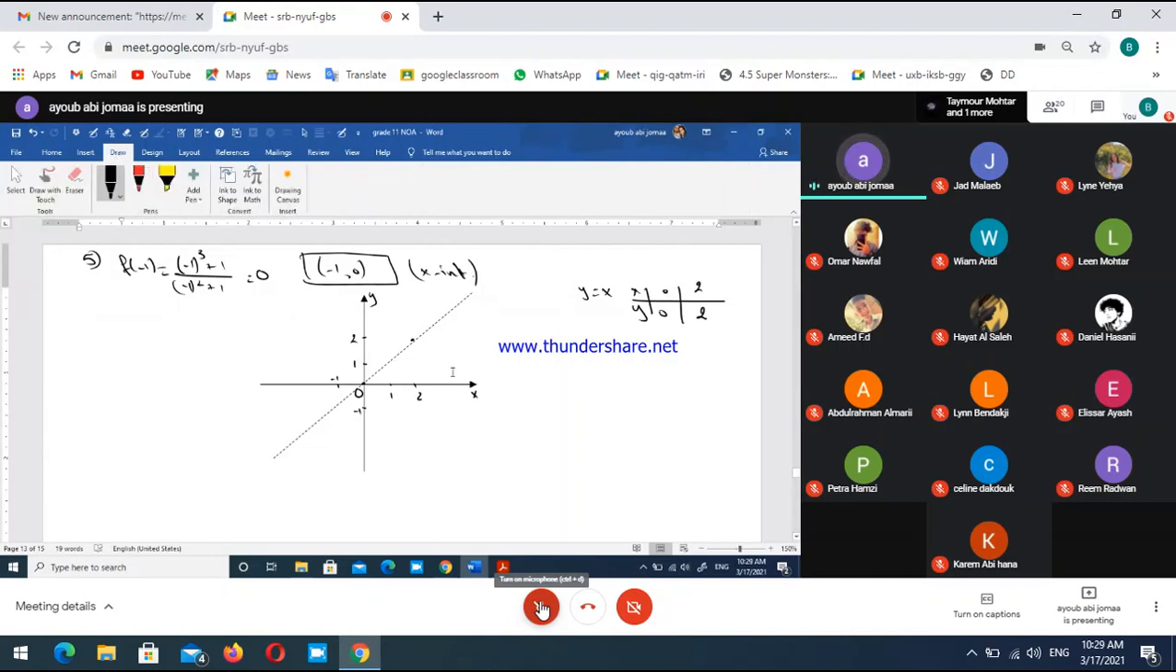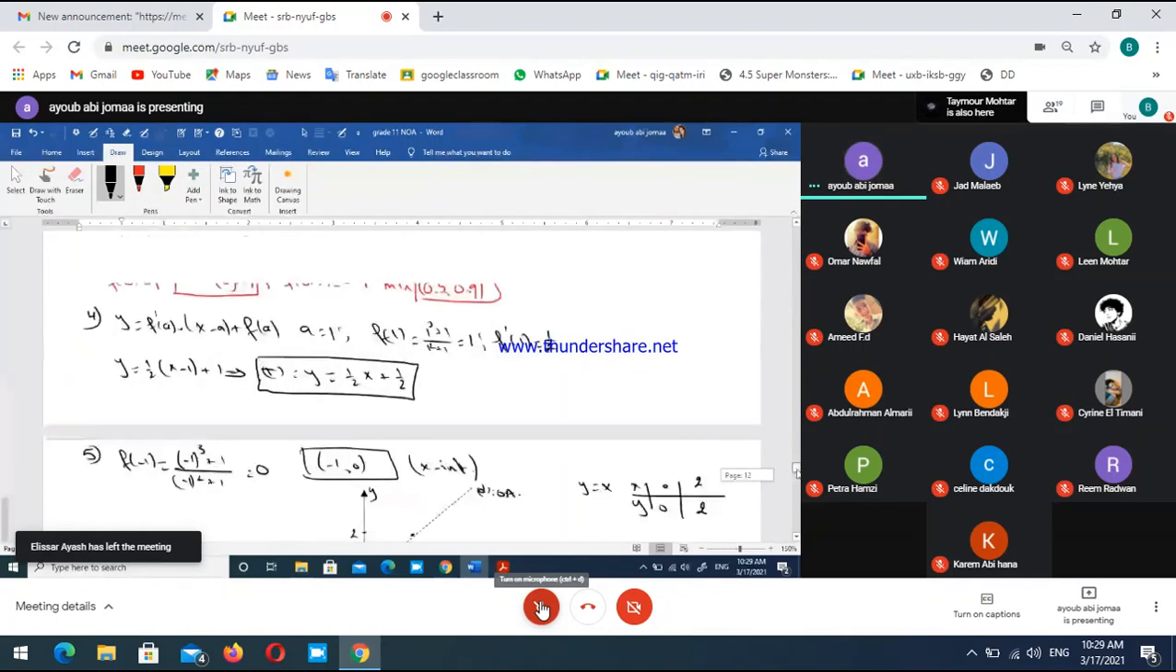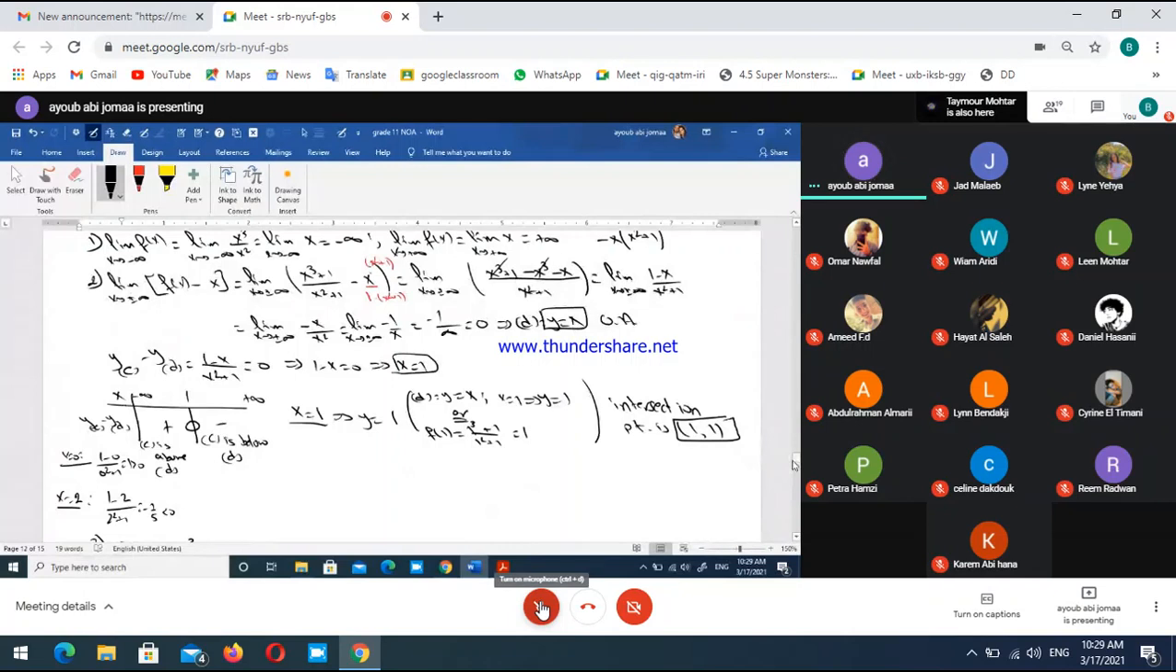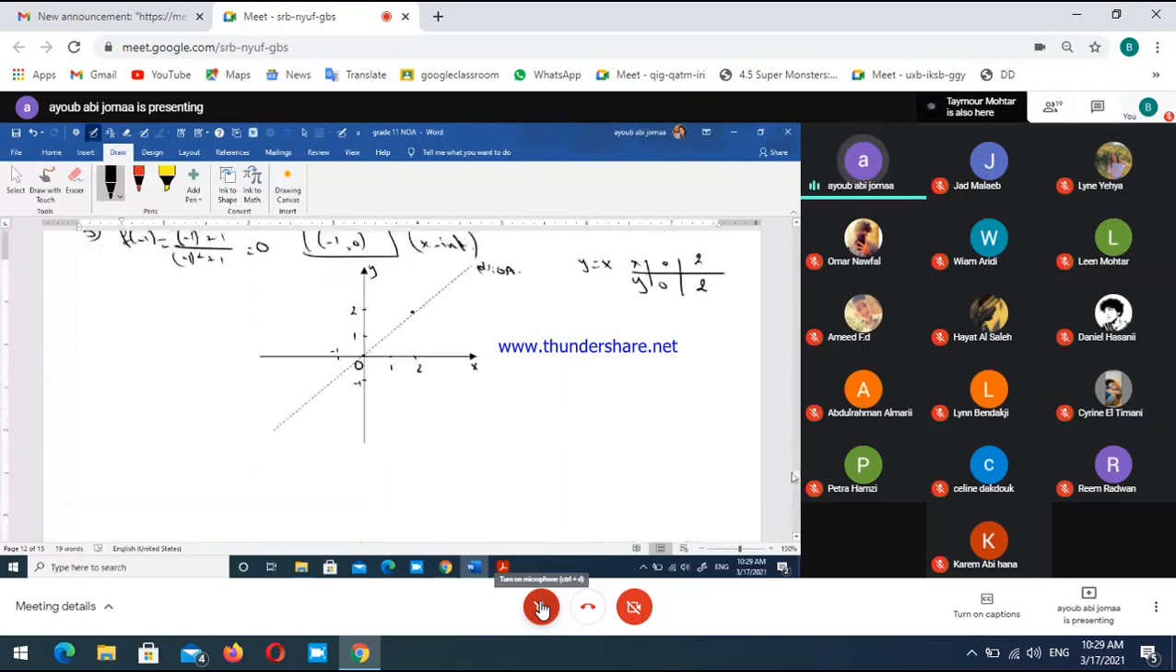This is straight line D, the oblique asymptote. Okay. Now, particular points. We have 0 or 1, 1. The intersection between the curve and the line, point 1, 1.